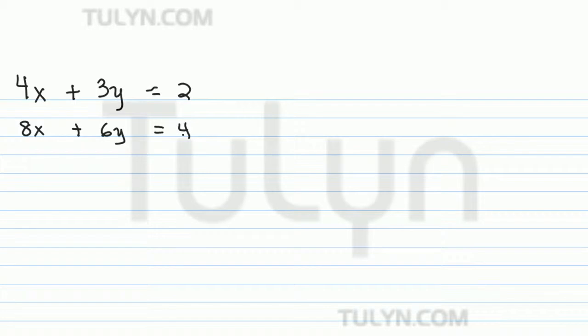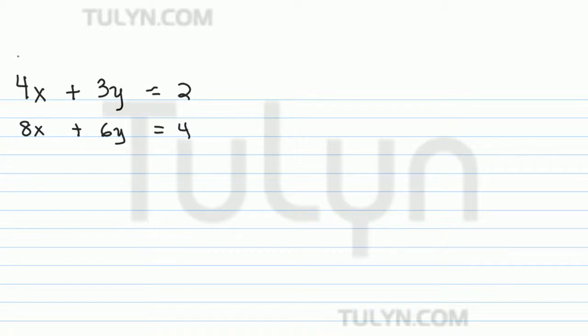Sometimes when you are solving a system of linear equations in two variables, you might have a situation where both of the variables are eliminated and you're left with what's considered a true statement. For example, if I give you 4x plus 3y is equal to 2 as the first equation, and then 8x plus 6y is equal to 4 as the second equation. Now let's try to solve this as usual.